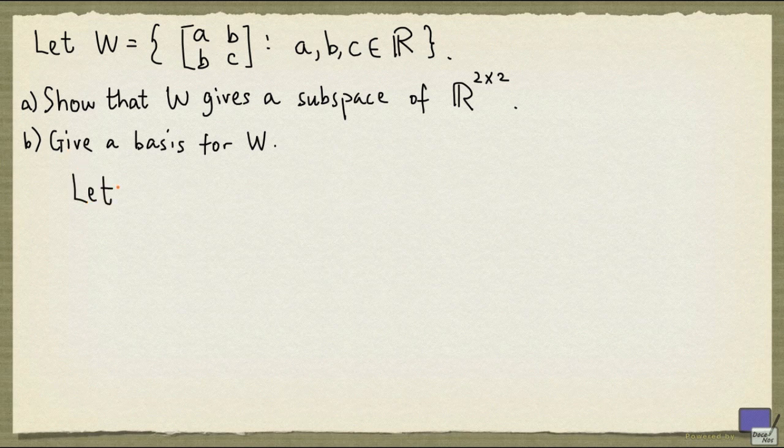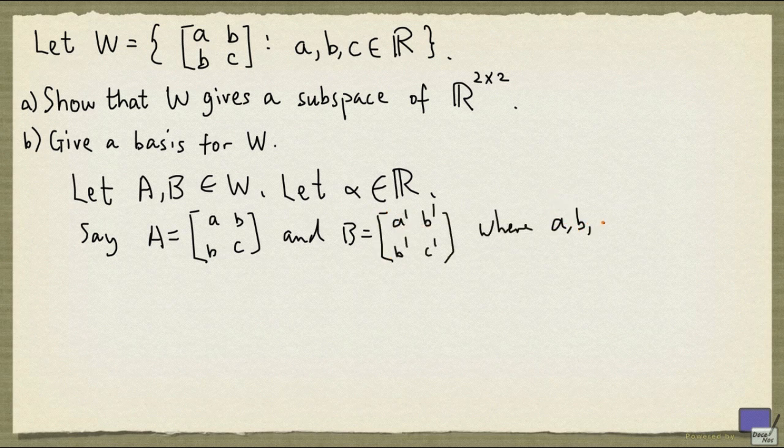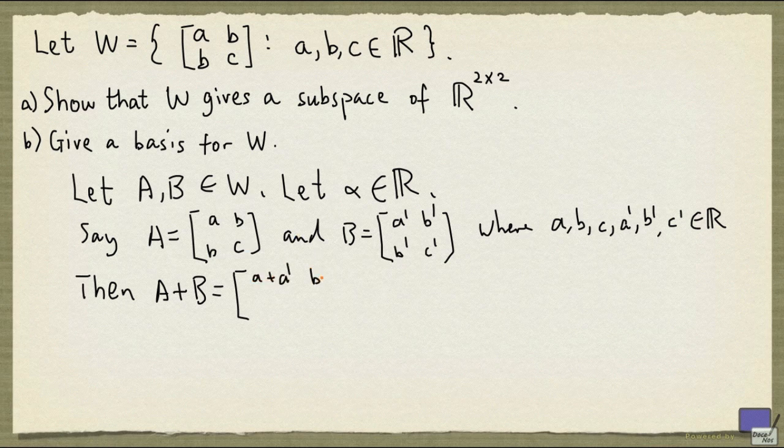So let A and B be matrices from W, and let alpha be a real number. Say A is given by the following, and B is given by this, where A, B, C, A prime, B prime, C prime are real numbers. Then A plus B is simply A plus A prime in the top left entry, B plus B prime in the top right entry, B plus B prime in the bottom left entry, and C plus C prime in the bottom right entry.